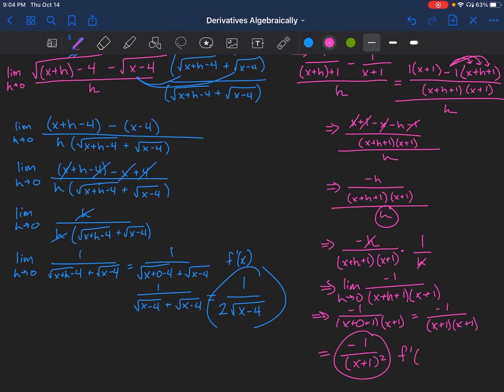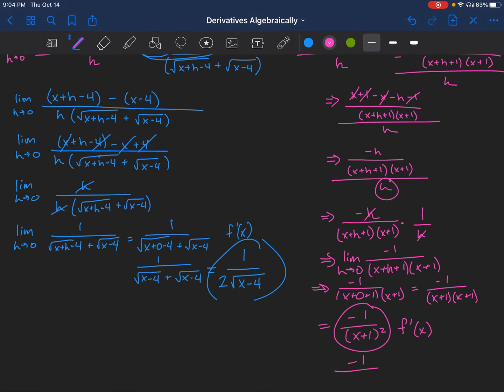And that, again, friends, is the final answer. That is my f prime of x. That is my derivative. Negative 1 over x plus 1 squared. Again, you could multiply that x plus 1 squared out. You would get, and I'll write it down, negative 1 over x squared plus 2x plus 1. But let's be honest, the first way I wrote it was a little bit prettier.